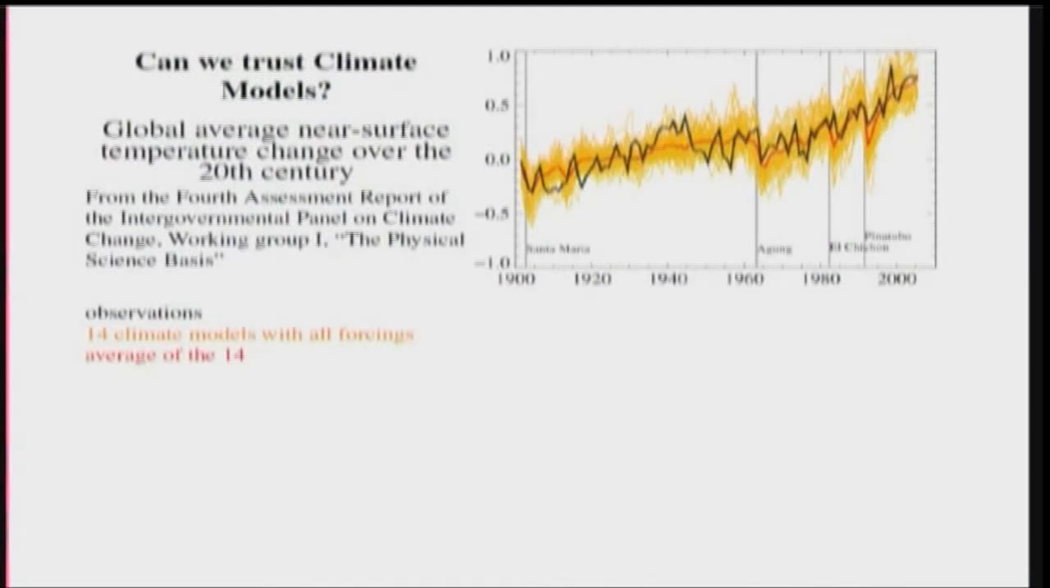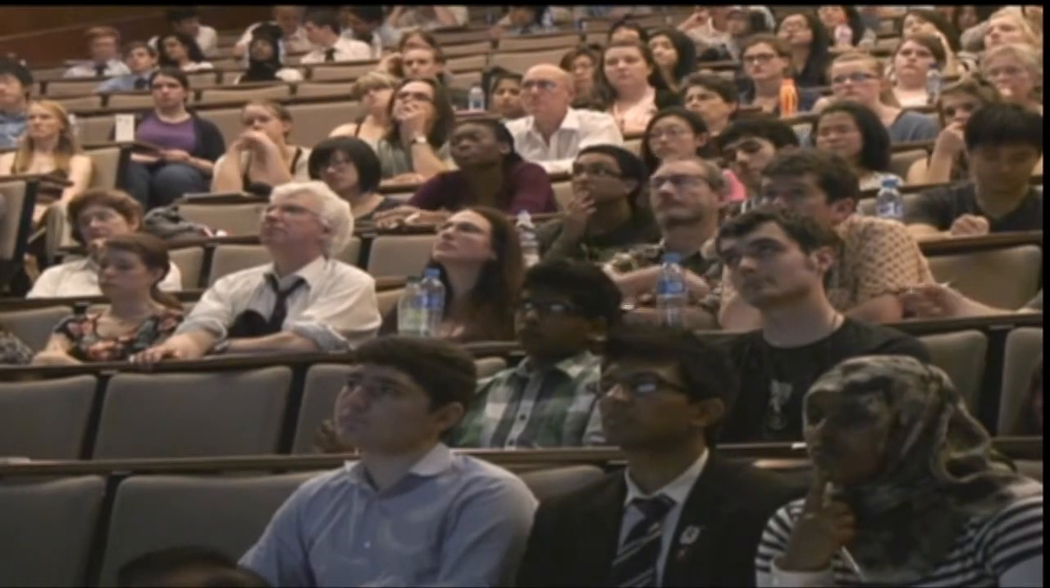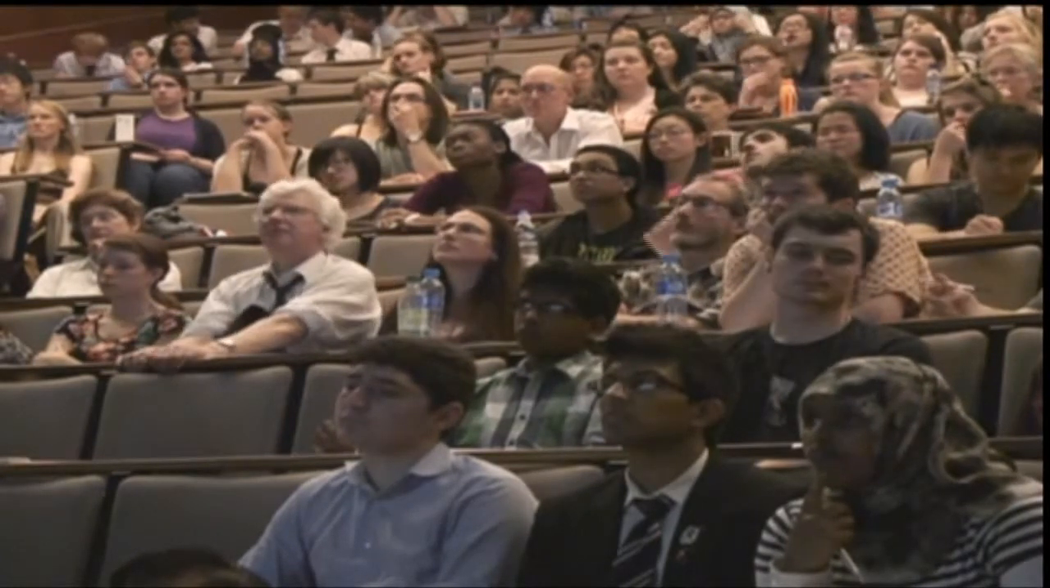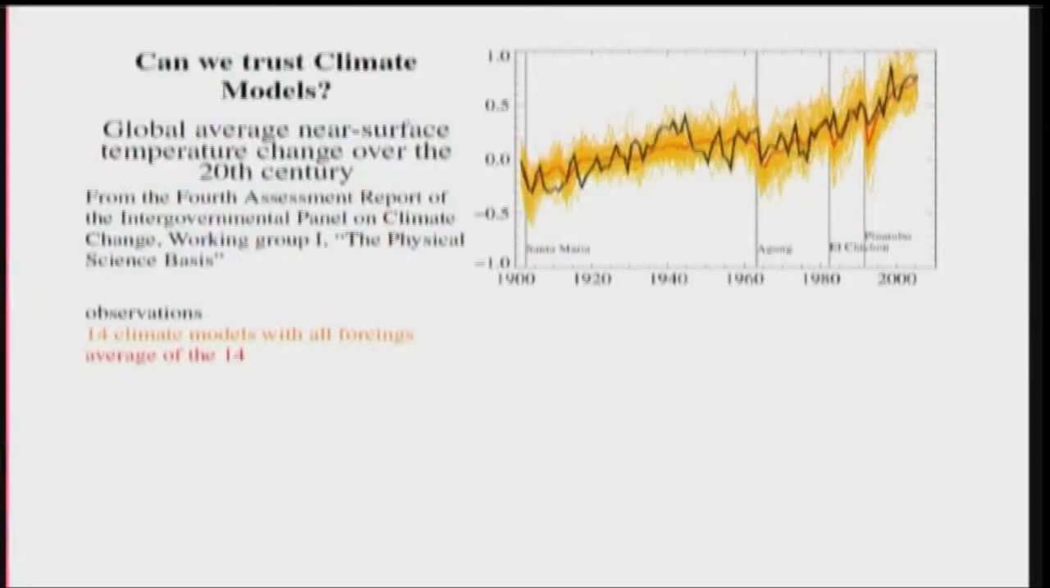This is the results from the most recent Intergovernmental Panel on Climate Change Fourth Assessment Report. And these orange lines represent the global average temperature predicted from 14 climate models over the past century. Over the past century we know when some volcanoes were, so we can put those in, and we know how much they cool the climate. The red line is the average of all those climate models.